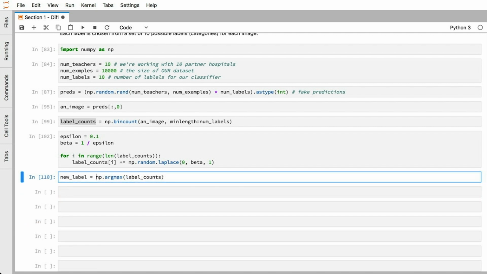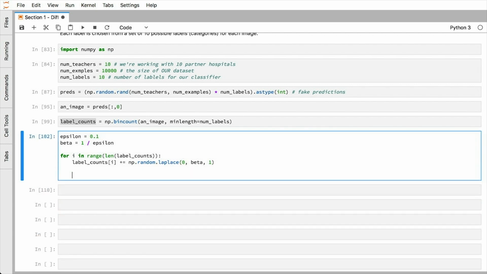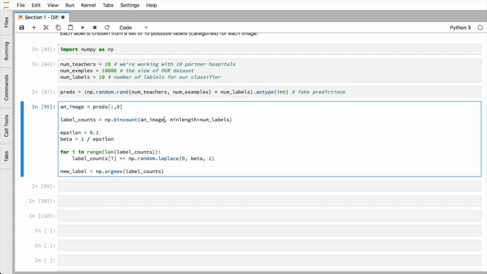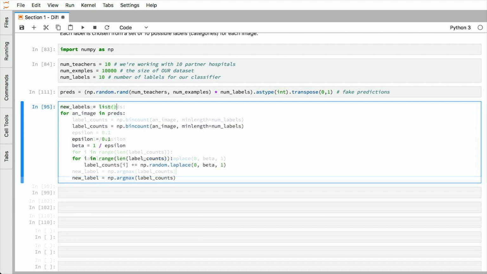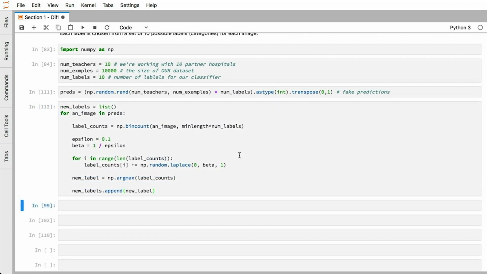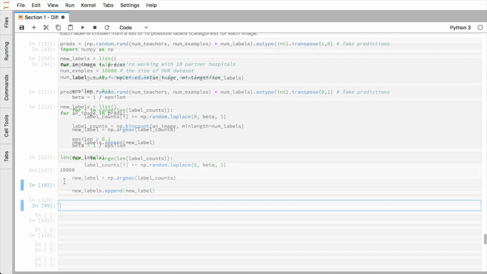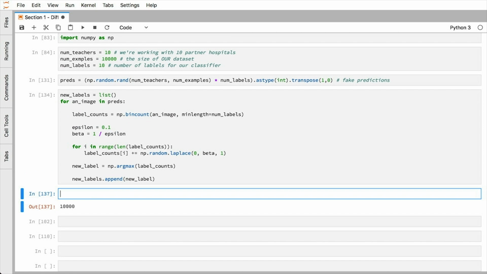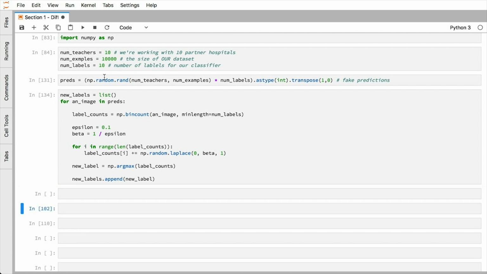Okay, but this is not enough, right? So this is just one image. So what we actually need to do is iterate through all of our images. Let's go ahead and transpose this, just so we can iterate through the rows. For an image in preds, new labels equals list. Iterate through the whole thing. That was so fast. So we have 10,000 new labels. So we have now generated a synthetic data set of new labels based on the predictions from all of our partner hospitals. And now you might be wondering, how much information did we leak?